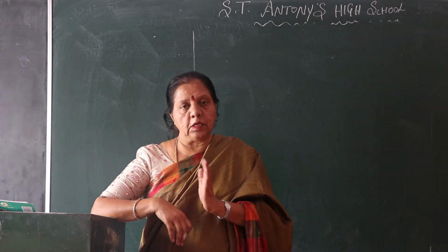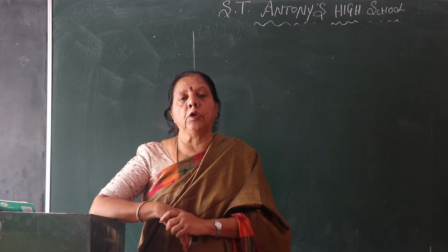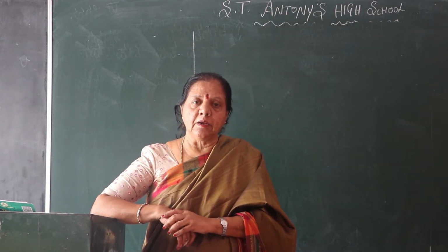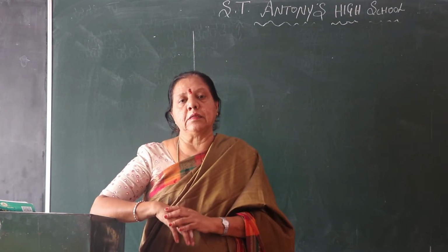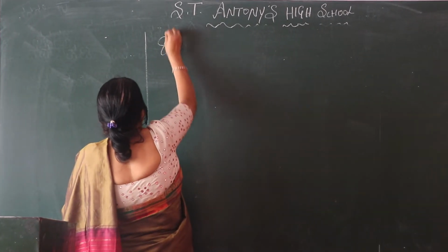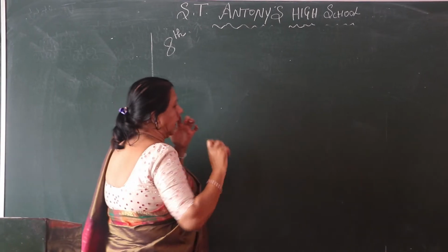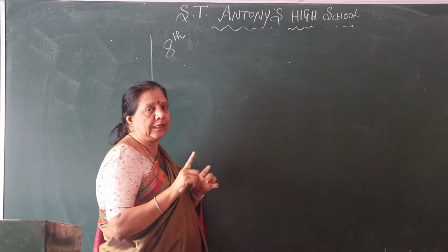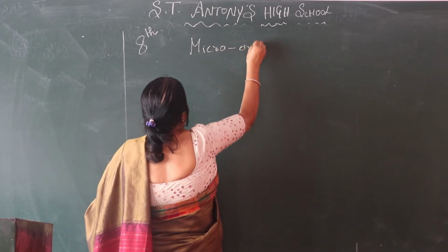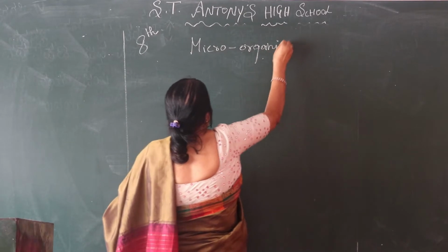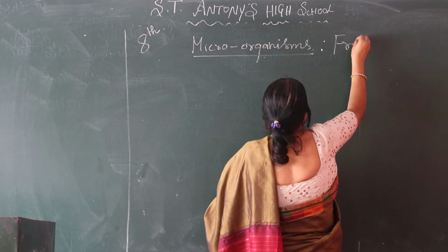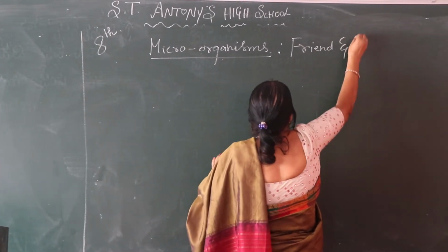Apart from that, this is a different chapter about microorganisms. Have you heard about microorganisms, children? Maybe in previous classes you have studied about microorganisms. So which lesson? This continues from crop production. The next lesson is microorganisms: friend and foe.